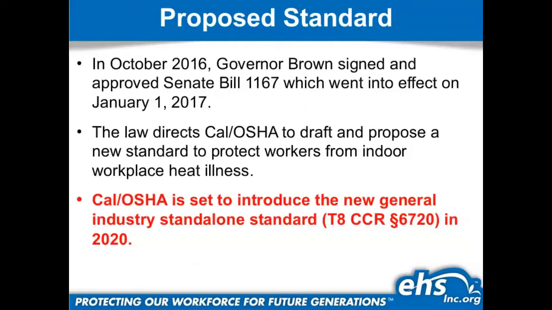In October 2016, Governor Brown signed and approved Senate Bill 1167, which went into effect as of January 1st, 2017. Went into effect, that's still being worked on. The law directs Cal-OSHA to draft and propose a new standard to protect workers from indoor workplace heat illness. As I said, it is still currently being drafted up. It's being refined, and we're looking at around 2020 for us to start seeing it actually being implemented.